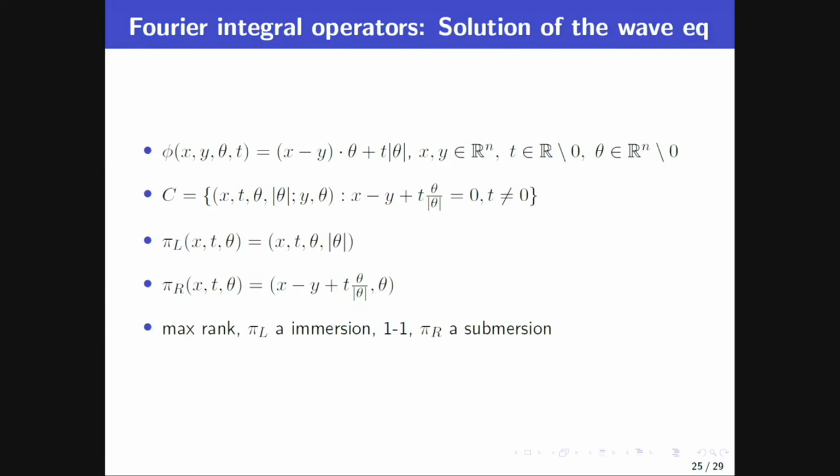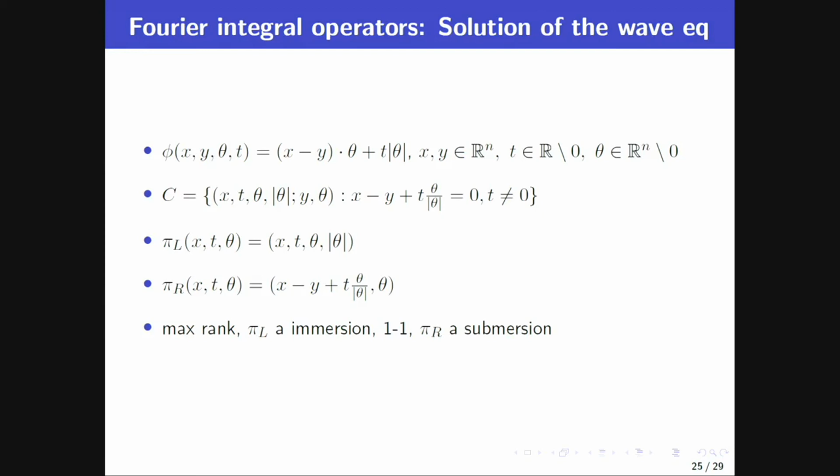And what happens here, I put this example here because we have different dimensions here. So before we had dimension 2n, everything has the same dimension, but here they're different. So C has dimension 2n plus 1. And here, pi l goes from 2n plus 1 to 2n plus 2, and pi r from 2n plus 1 to 2n. Okay? So they have maximal rank. It's easy to see. So we have an immersion and a submersion, which is also 1-to-1 here. Okay? This is one example of a canonical relation with the projections between sets of different dimensions. Again, non-degenerate because they have the maximal rank.